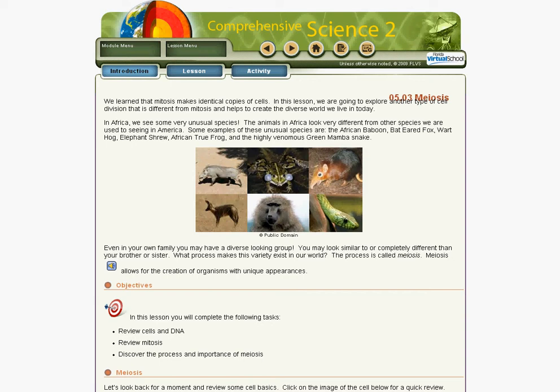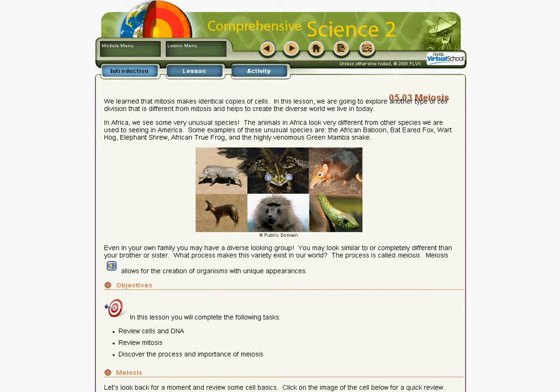The animals in Africa look very different from other species we are used to seeing in America. Some examples of these unusual species are the African baboon, bat-eared fox, warthog, elephant shrew, true frog, and the highly venomous green mamba snake. Even in your own family, you may have a diverse-looking group. You may look similar or completely different than your brother or sister.